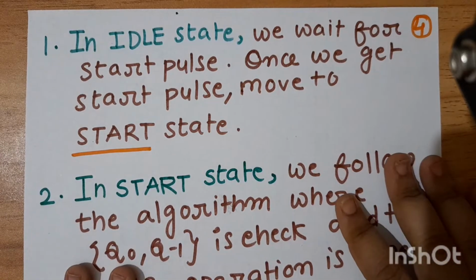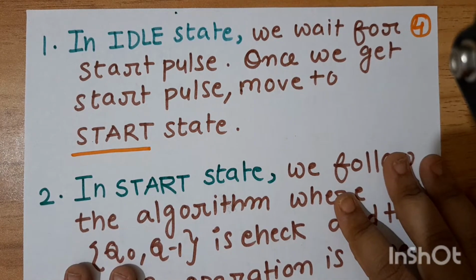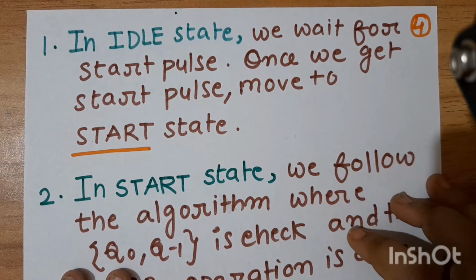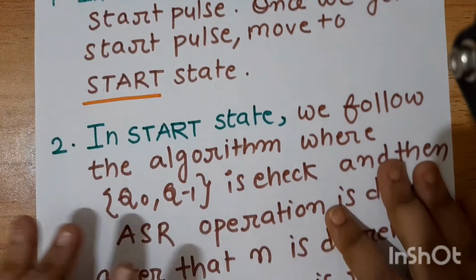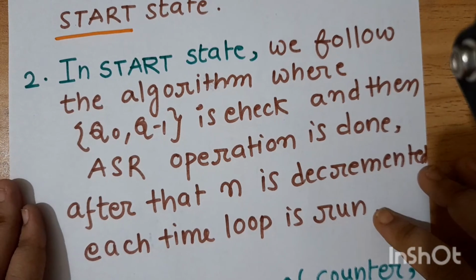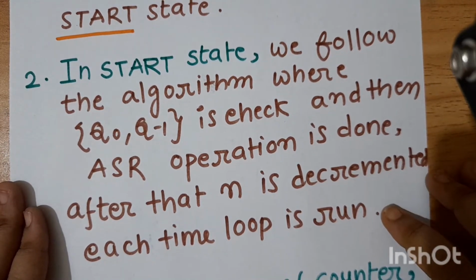Now in the FSM, we will have two states. One state is the idle state, another one is the start state where the actual computation will happen. In the idle state, we wait for the start pulse. Once we get the start pulse, we move to the start state. In the start state, we do the actual computation of the Booth's multiplier.